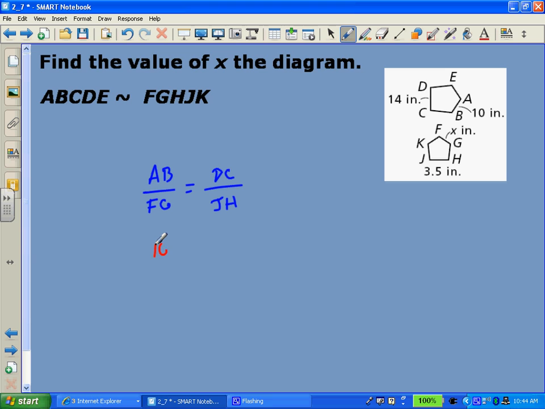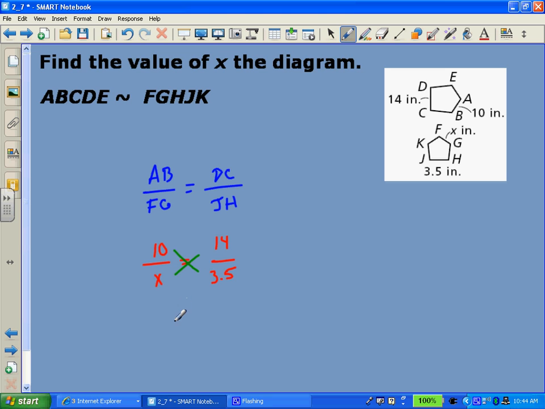Okay, so now let's put our values in. AB is 10. FG, I don't know, that's X. DC is 14. And JH is 3.5.